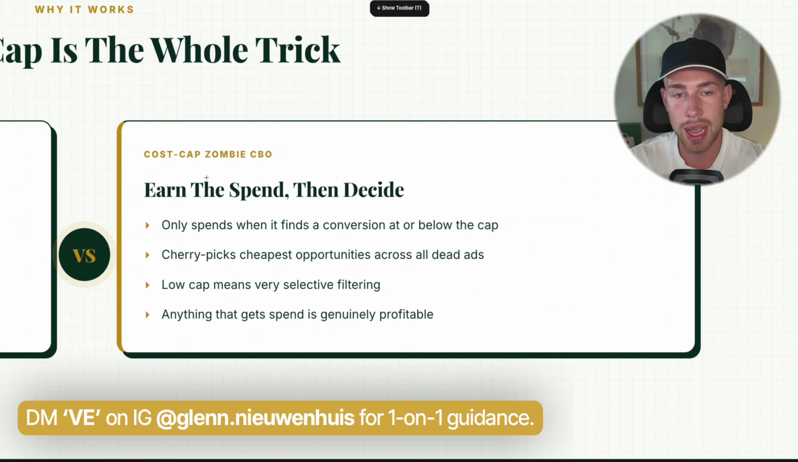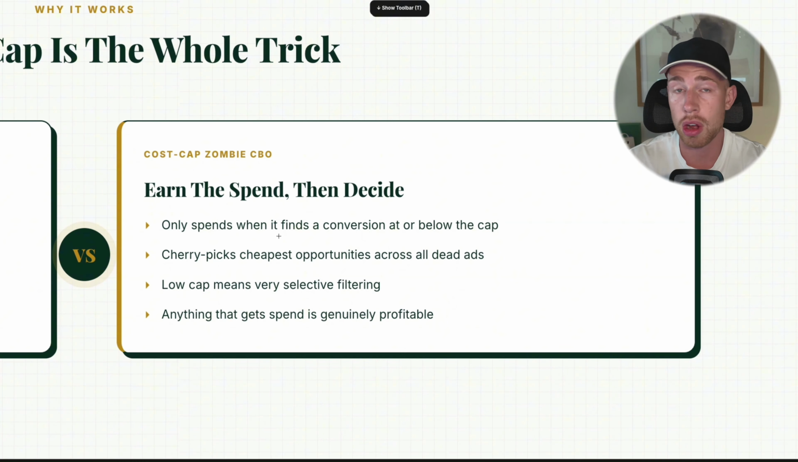But with the Cost Cap Zombie CBO, we earn the spend and then decide. So it only spends when it finds a conversion at or below the cap. I'm gonna explain more about this later. It cherry picks the cheapest opportunities across all dead ads, and a low cap means very selective filtering. Anything that gets spent is generally profitable. That's the good thing in this strategy.